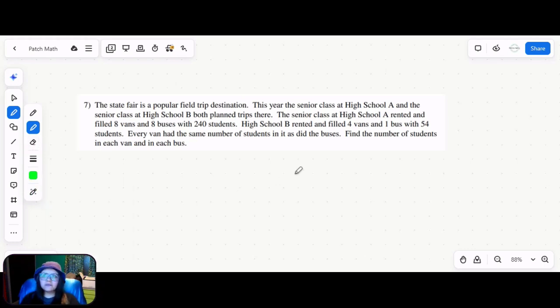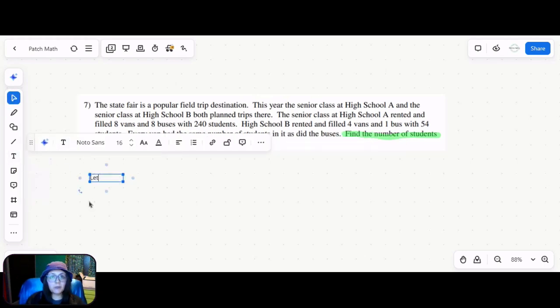Let me explain what I mean by that. First off, it's important that we recognize what we're trying to solve for, and we are trying to solve for the number of students in each van and bus. That's our unknown. So we're going to come up with our let statement. When you're doing linear systems, you usually use X and Y, so I'm going to use that here. If you want to use other variables like V and B for van and bus, you're more than welcome to. So let X equal the number of students in each van, and let Y equal the number of students in each bus.